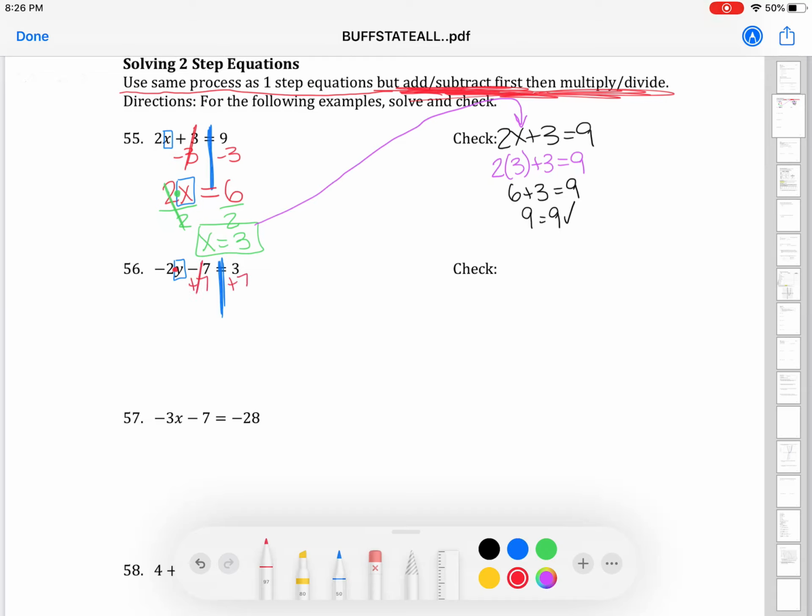So to get rid of what's being added or subtracted first, like the directions tell me to, I have to get rid of that minus 7 first. And I'm going to do so by adding 7 to both sides. So the negative, the 2, and the y all come down. The 7's have canceled, so I bring down my equal sign, and 3 plus 7 is 10. Now those are being multiplied, so to get that y by itself, I have to undo that multiplication by dividing both sides by negative 2, and I get y is equal to negative 5.